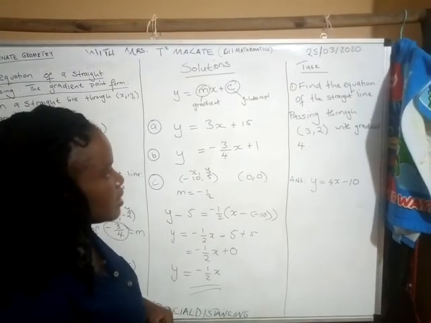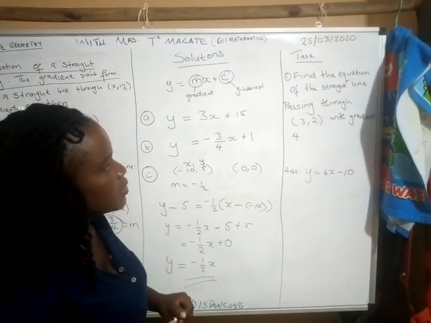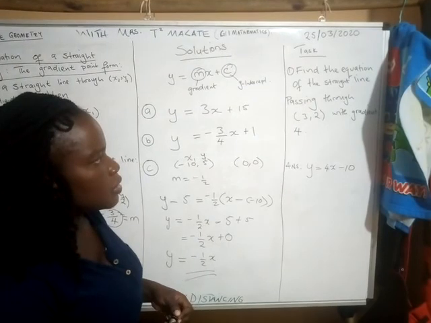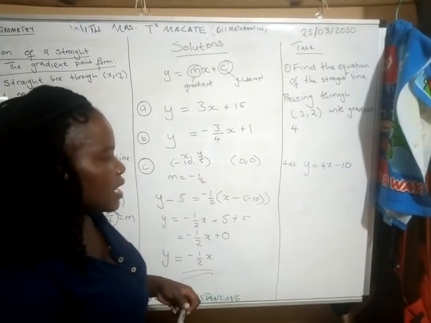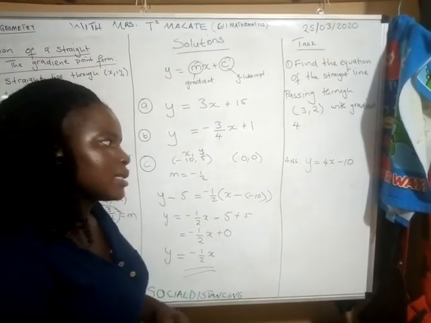Let's end our class with this question on the board as your exercise. Try working out question 1. Find the equation of the line passing through 3, 2 with gradient 4. And after your working, verify that you find y is equal to 4x minus 10.